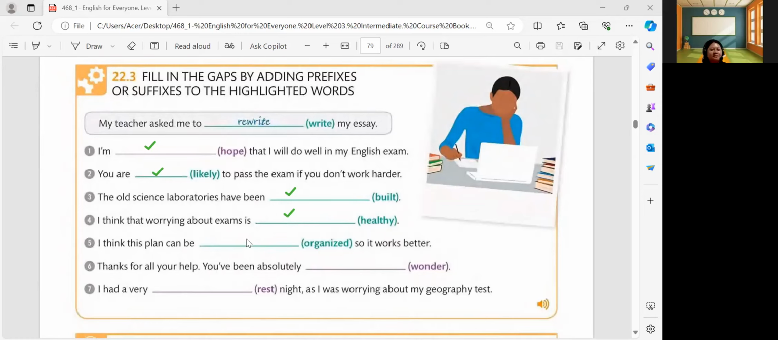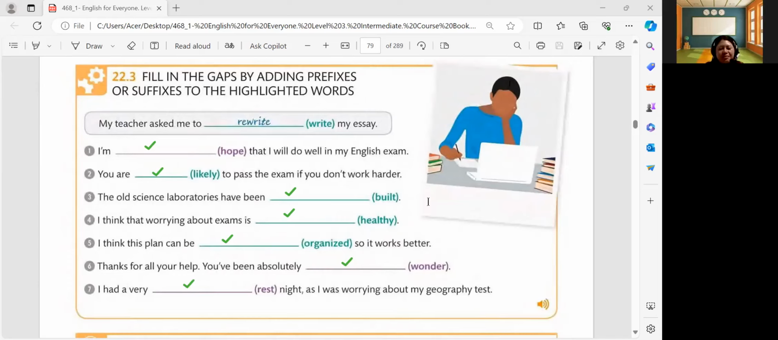Number four. I think that worry about exams is unhealthy. Unhealthy. Correct. Number five. I think this plan can be reorganized so it works better. Reorganize. Correct. Number six. Thanks for all your help. You have been absolutely wonderful. Wonderful. Number seven. I had a very unrest night. I was worried about my geography test. Correct. So you get the perfect score.